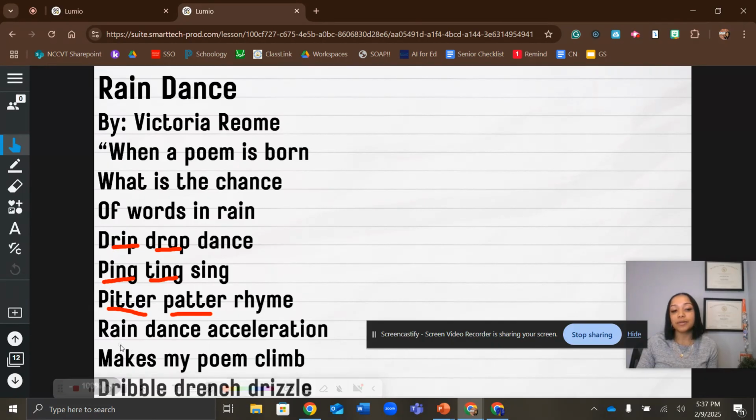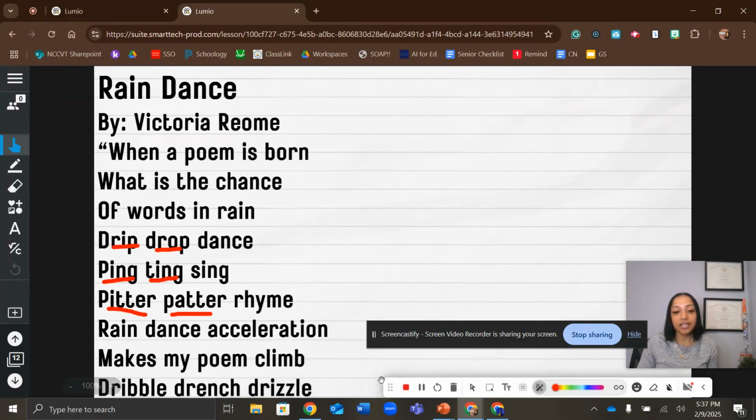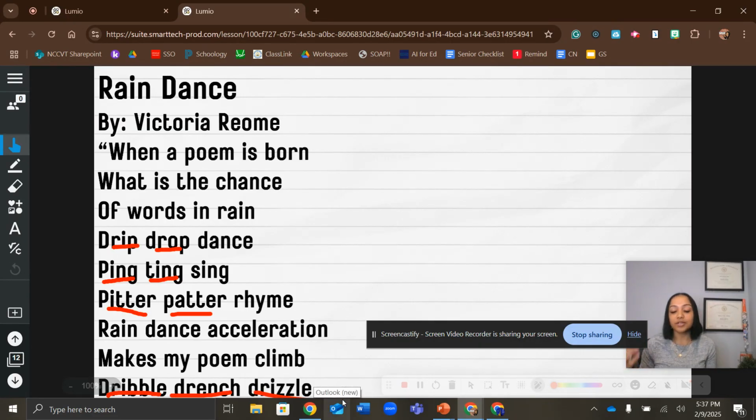And one last example is in the poem. Rain dance acceleration makes my poem climb. Dribble, drench, drizzle. I can kind of hear those words when I'm seeing rain fall. Dribble, dribble, dribble. Or I can hear a drenching, gushing sound, or a drizzle. So all of these words are examples of onomatopoeia. The writer didn't have to include them to tell us about how rain falls, but she added it so we can have a little bit more interest in the reading and understand what she's trying to say and visualize it while we read.